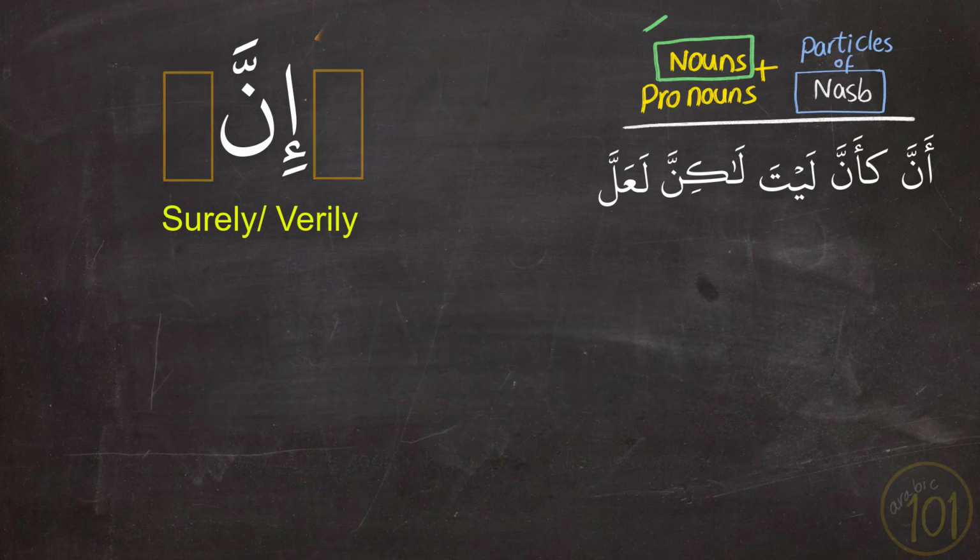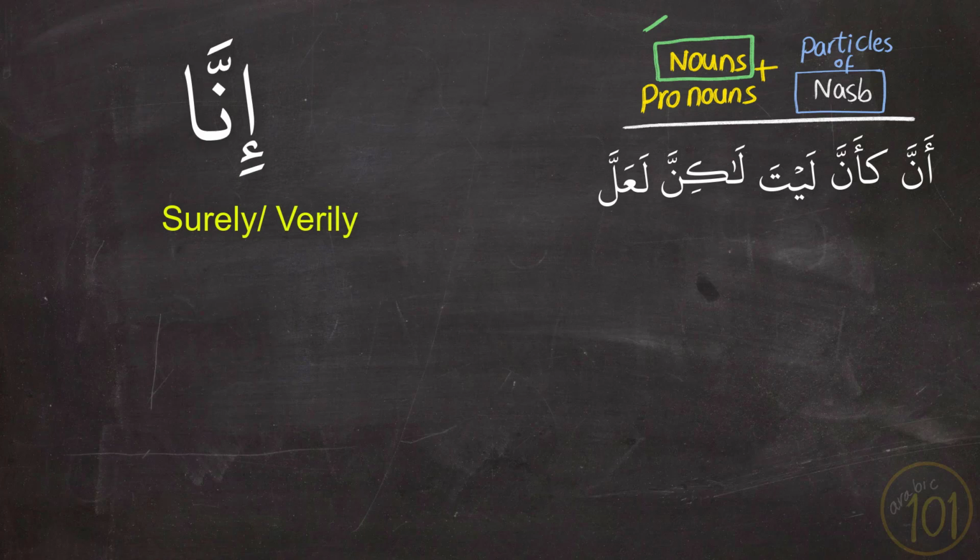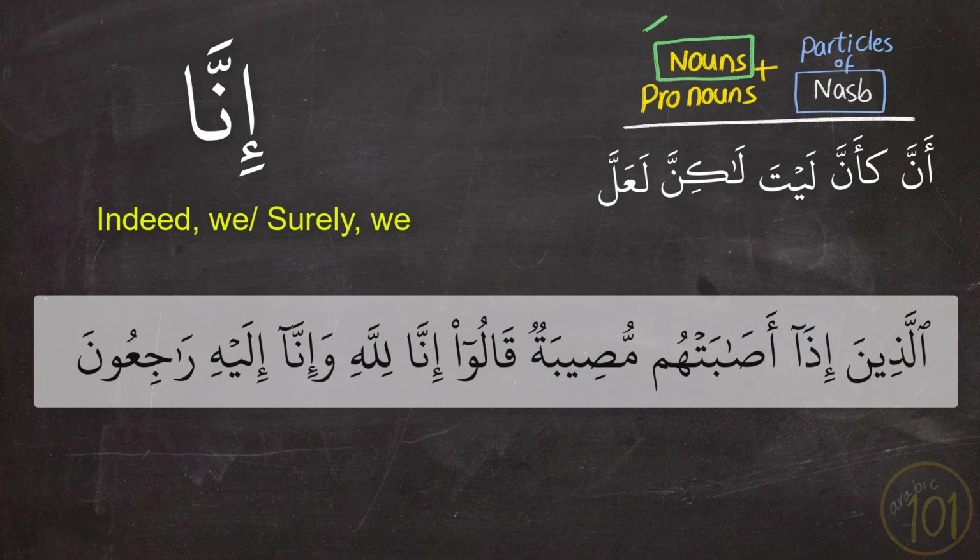Moreover, when inna is followed by the plural pronoun suffix na, we will end up with this combination, inna, where the noon is doubled, so it has shadda. And this entire combination would then mean indeed we or surely we. And this is an example for this combination.